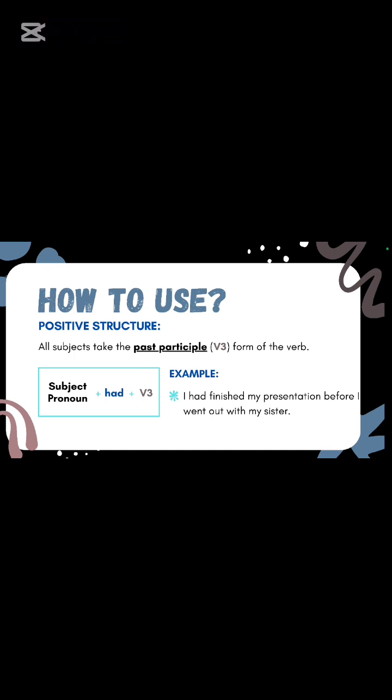How to use positive structure. All subjects take the past participle form of the verb. The structure is subject pronoun plus auxiliary have in past participle, which is had, plus past participle verb. Example: I had finished my presentation before I went out with my sister.